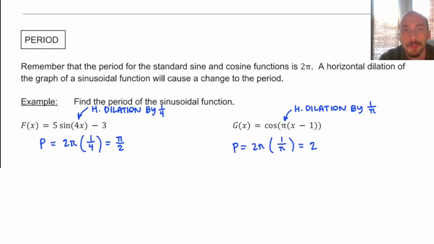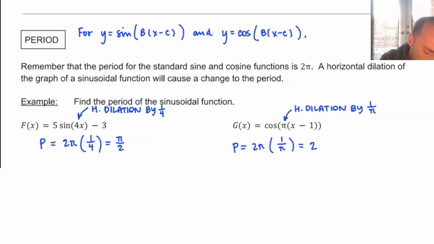All right, so before we go on too many more examples like this, I think we want to condense this process, because really what we did was we took 2 pi and we divided it by that number, that multiplier. So what we're going to say is for y equals the sine of b times x minus c and y equals the cosine of b times x minus c, and any sort of vertical transformations of those, the period is going to equal 2 pi divided by b. Okay, because we're multiplying 2 pi by the horizontal dilation factor, which is necessarily 1 over b. And this is going to be a formula we need to just know and apply very regularly in this unit. Period equals 2 pi over b for sine x and cosine x.